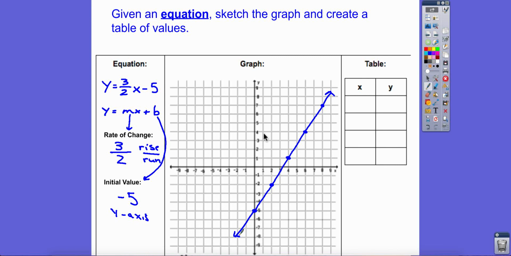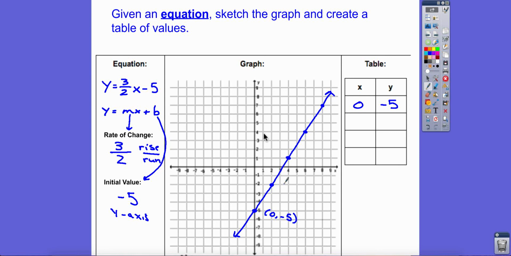To make my table, this is pretty straightforward. All I have to do is come over here to my graph, and if I find the coordinates of each of these points, I know that those are x, y values on my table, and each row is going to represent a point. So if I start here, my initial value is at negative 5, I know that this has the coordinates 0, negative 5. So I can come right up here to my table, and I can enter that for my x value and my y value when I plot a point.